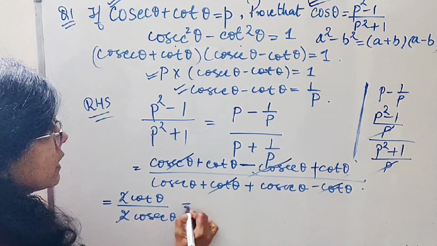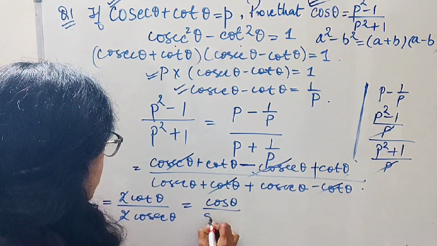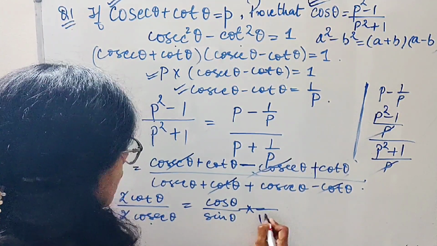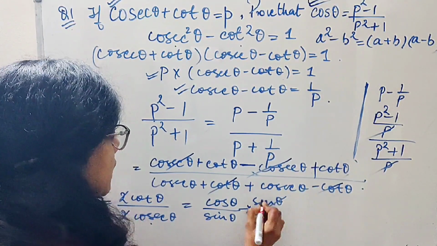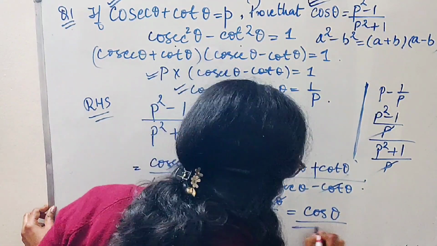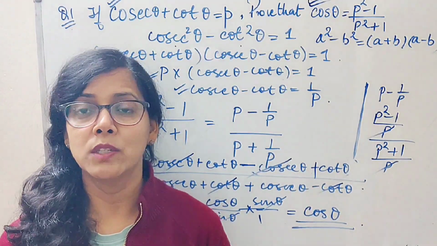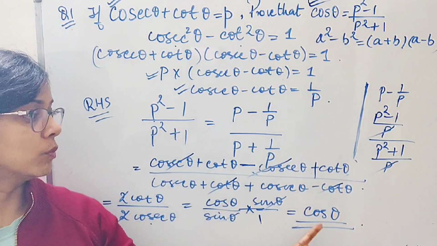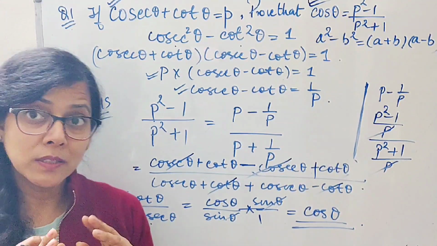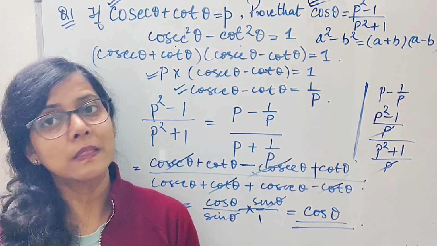Now I hope you can see that we are coming to the answer. What is cot theta? Cot theta is cos theta upon sin theta. And what is cosec? You can write it multiplied by 1 upon sin theta. Sin theta will cancel with this sin theta, and our answer is here, cos theta. So we have proved that p square minus 1 upon p square plus 1 is equal to cos theta. We started here with the right hand side. There are some other methods also for doing this question, but this is the easiest way to do this question.